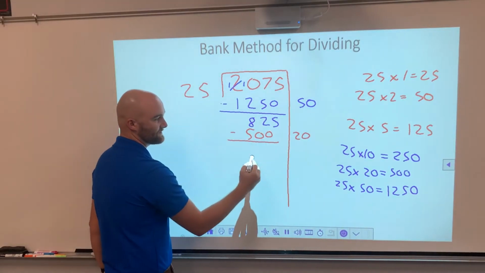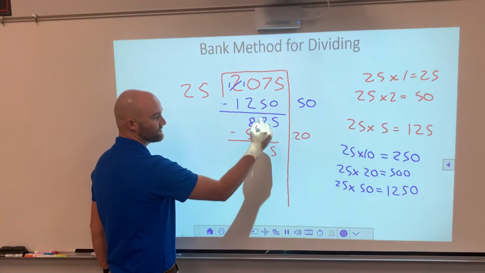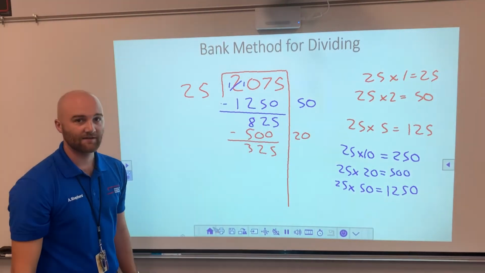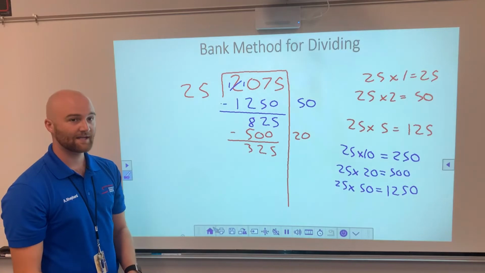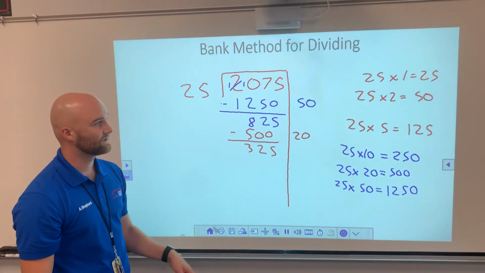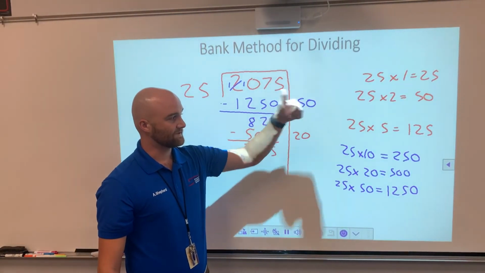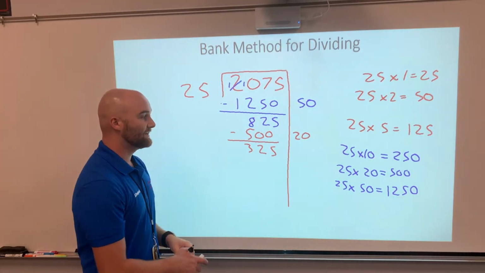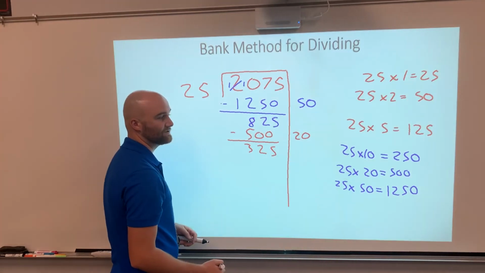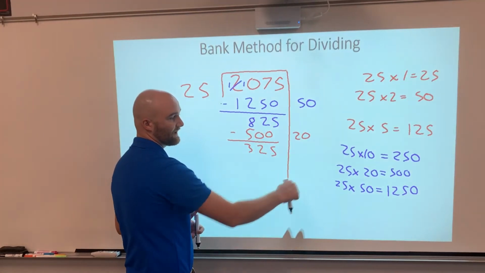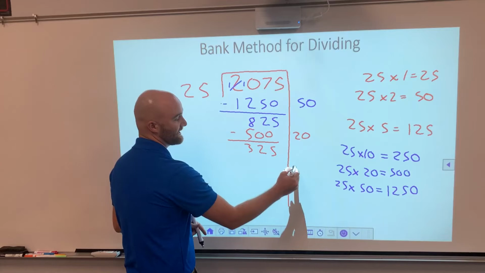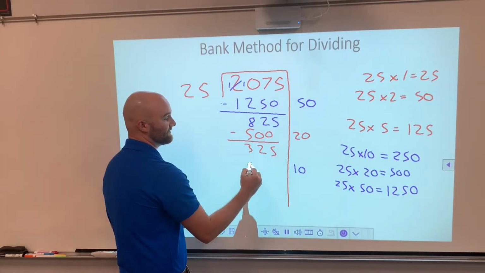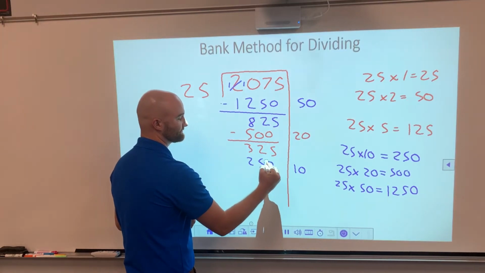Now I'm going to do my subtraction. 5 minus 0 gives me 5. 2 minus 0 gives me 2. 8 minus 5 gives me 3. 325. I go back over to my bank and I see what's the next biggest thing I can fit in. 25, yes. 50, yes. 125, yes. 250, yes. So I know that I can fit 10 sets of 250 in there. I couldn't fit 500 in there, so I'm going to write 10 over here. And that was going to give me 250.